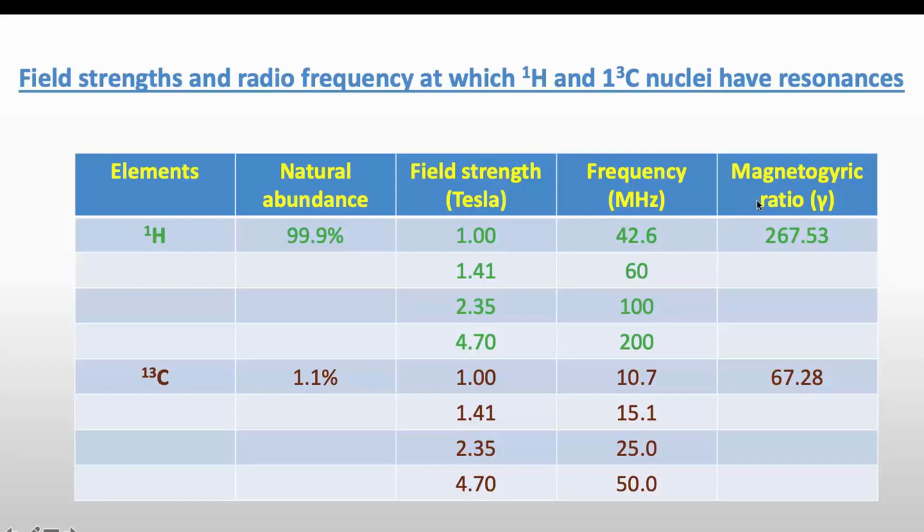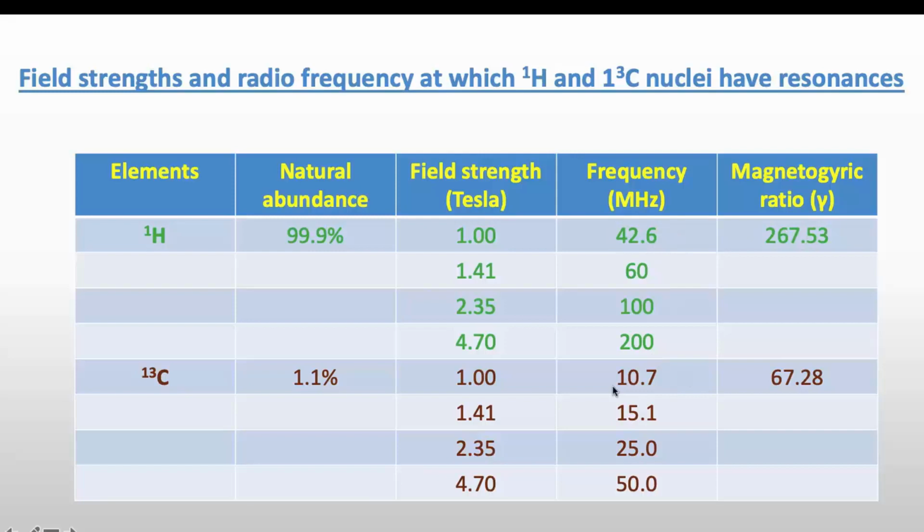But the magnetogyric ratio is constant, so it will be 267.53. As we increase the applied magnetic field, the resonance energy increases. But now move to 13C, which has a natural abundance of only 1.1%. You can see if we apply a 1 Tesla magnetic field, we need only 10.7 megahertz energy to get 13C resonance between two energy states, which is 1/4 of the energy required for proton.